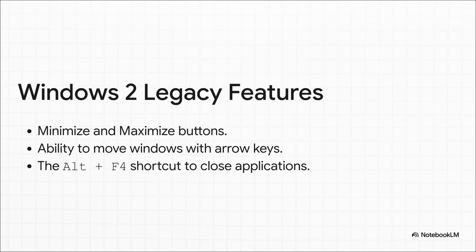And you know what's crazy to think about? Just how many things from that 1987 release are still with us? The minimize and maximize buttons? Yep, they showed up right here. And that keyboard shortcut you instinctively hit to close a program that's frozen? You guessed it. Alt plus F4 has been a part of Windows since version 2.